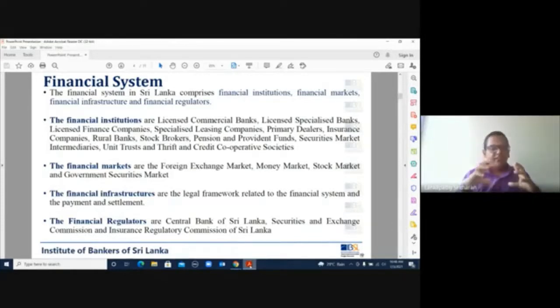So if there is a question in the exam, what are the components of the financial system, then you will have to say there are four components. The first one is financial institutions, the second is financial markets, the third is financial infrastructure, and the fourth is financial regulators. By the way, even though there are three financial regulators, there is one more financial regulator in Sri Lanka. Who is that?